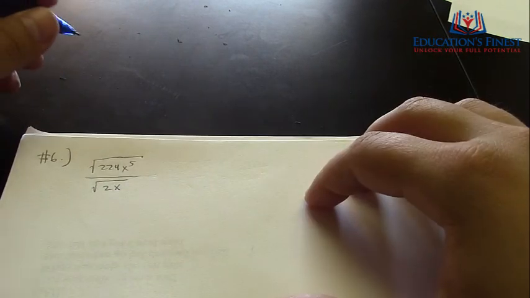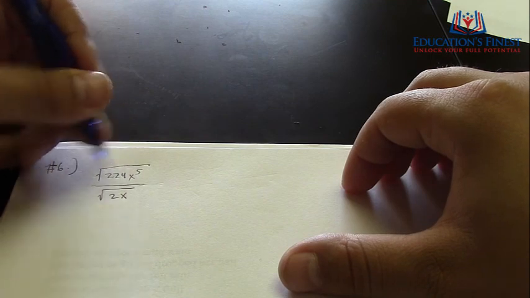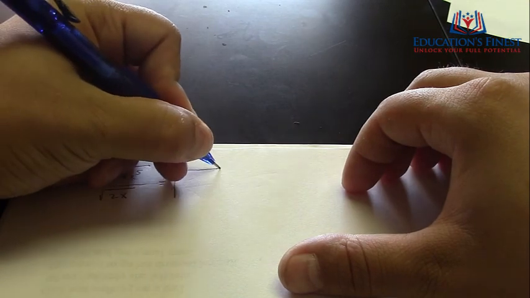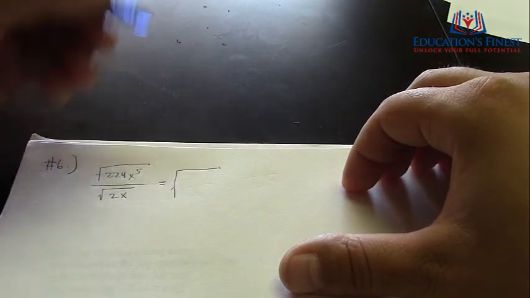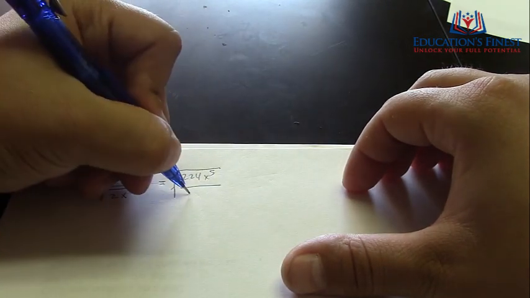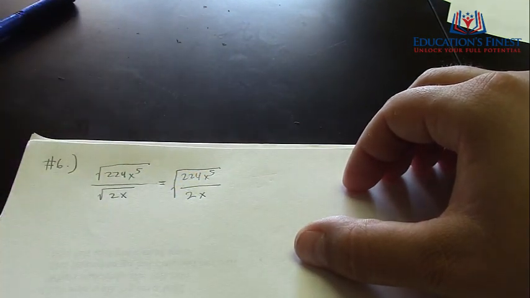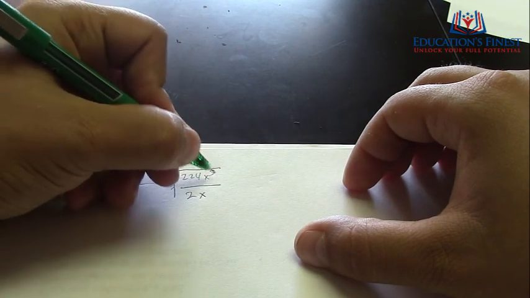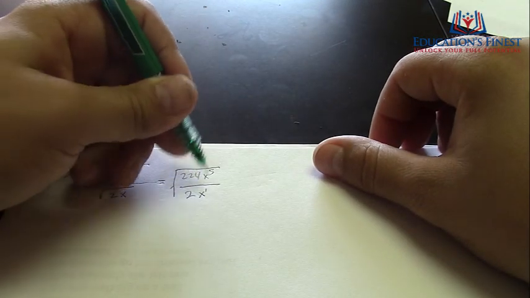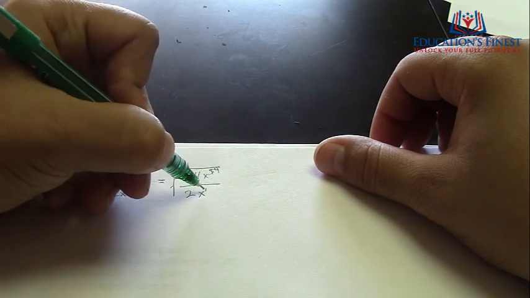Alright, on to number 6. Alright, so when you see something like this, where you have a square root on top and a square root on the bottom, you can rewrite that guy with one square root, and you just basically put this stuff inside. So you got 224 x to the 5th divided by 2x, okay? And once you do that, you can start reducing some stuff in here. So we have 5 x's on top and 1 x on the bottom. If you just have x, it's really like x to the 1. So what you do is you just subtract this. So basically 5 minus 1 is going to be 4, and you're not going to have this x on the bottom anymore.